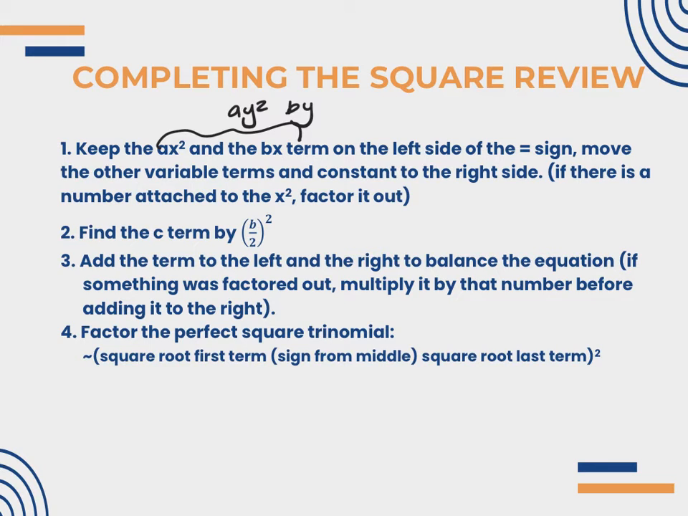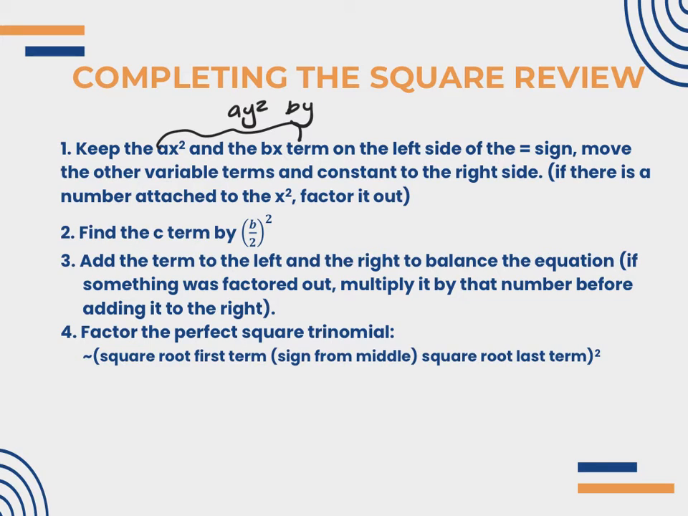So you remember, you group them together, you find that third term, you add the third term inside the parentheses, and you're going to add it to the other side of the equal sign. If you took something off of the x squared or the y squared term, then you have to multiply it by that number first before you add it to the other side.